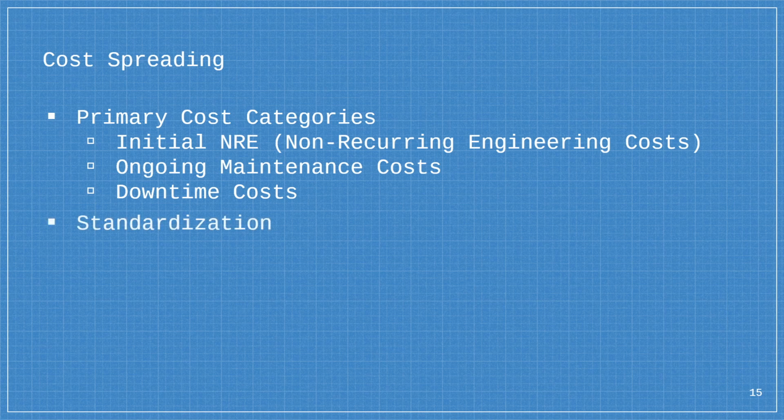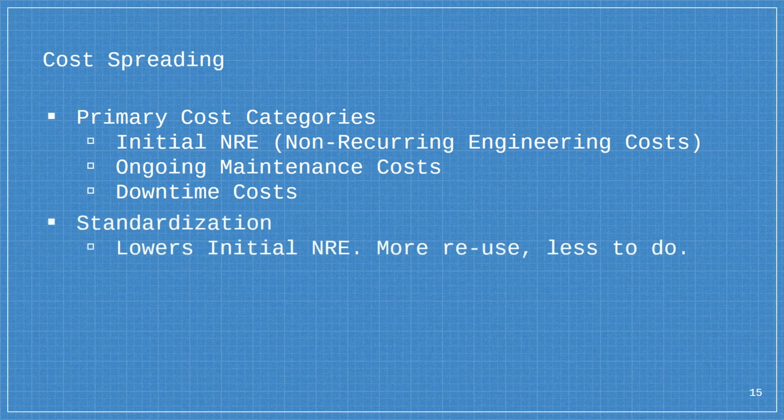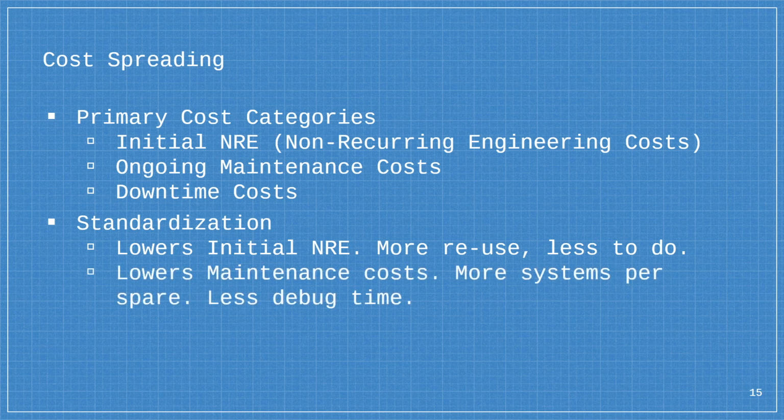But with standardization, you end up lowering your initial NRE, so you end up with more reuse. There's less to do. You don't have to build a DMM driver every time. You don't have to build a switch matrix interface. It's already done. You're picking up what you've got and using it. You end up with lower maintenance costs. You have more systems per spare.